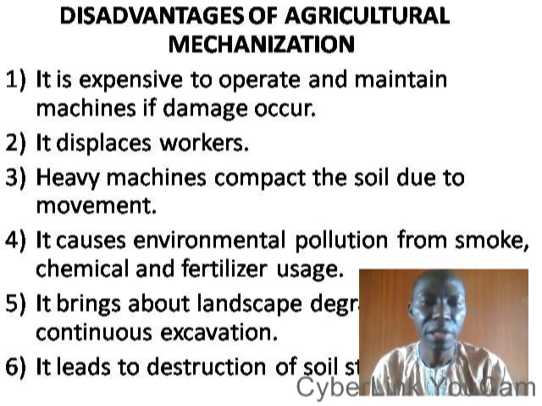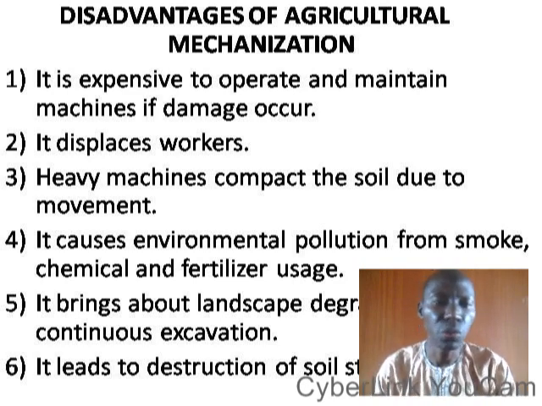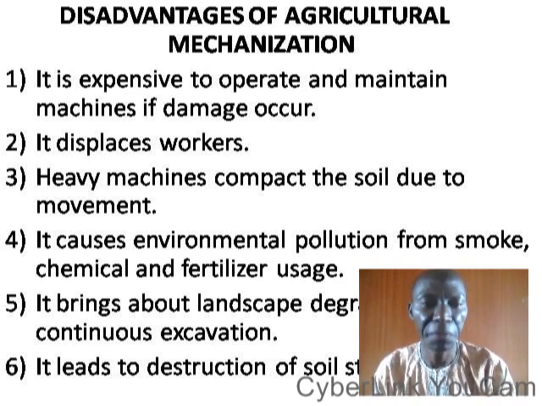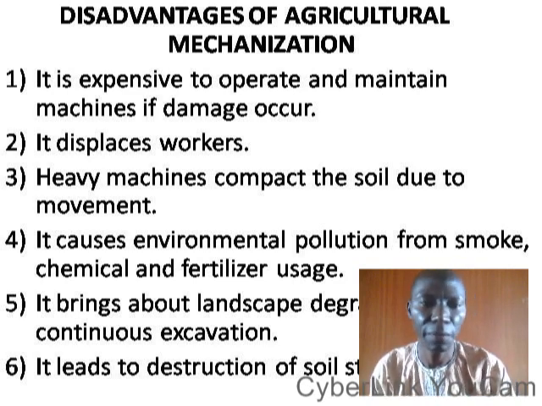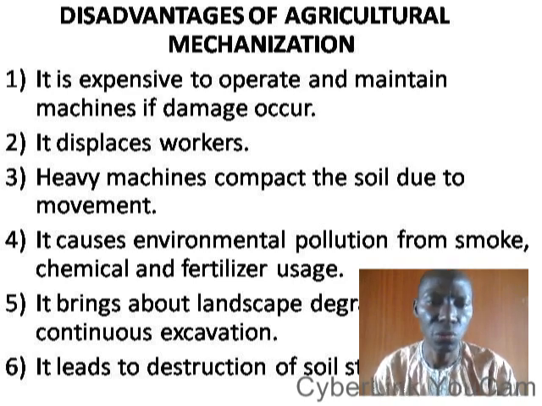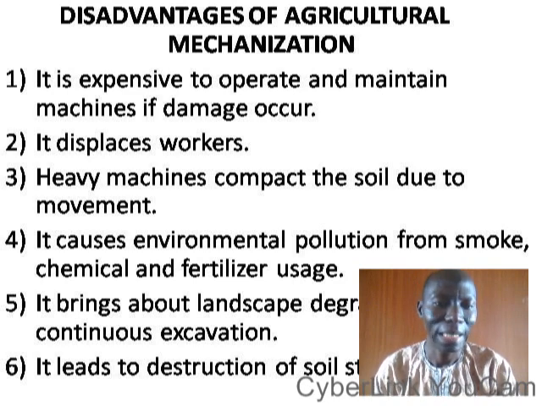3. Heavy machines compact the soil due to movements. Farm machines are very heavy, so as they move on the farmland, they press down the soil. This is what we call compaction of the soil, and this can destroy the soil structure. Number 4, it causes environmental pollution from smoke, chemical and fertilizer usage.